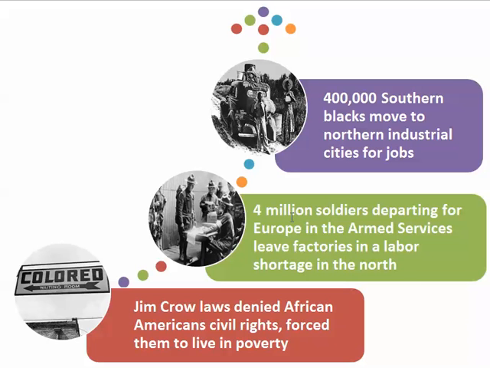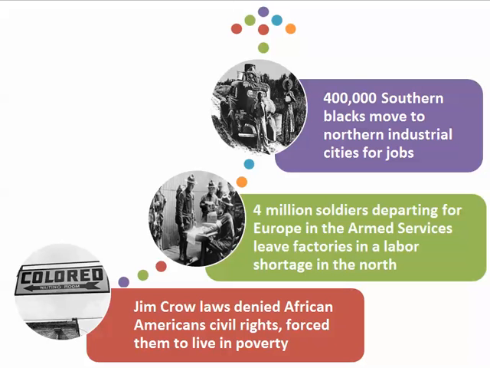So during World War I, 4 million soldiers are going to depart for Europe in the armed services and leave factories in the north with a labor shortage. So these factories in the north need people to work. So these African Americans who are being subjected to discrimination, their civil liberties and civil rights being jeopardized and being forced to live in poverty, are going to move to the north to fill these job openings. So 400,000 southern blacks moved to the northern industrial cities to find jobs.